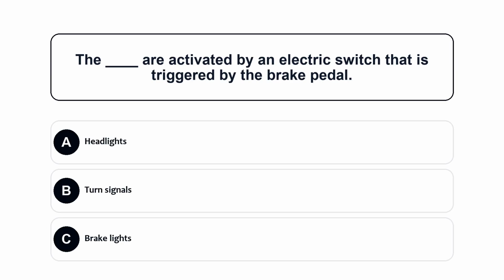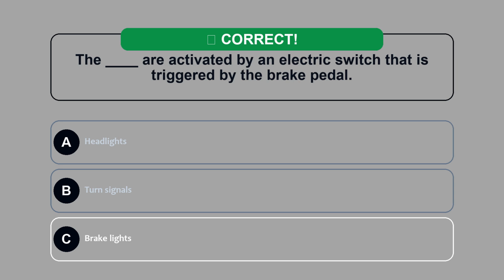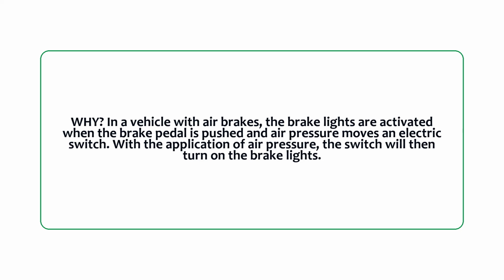Question 2. The blank are activated by an electric switch that is triggered by the brake pedal. Option A. Headlights. Option B. Turn signals. Option C. Brake lights. The correct answer is option C. Brake lights. Explanation. In a vehicle with air brakes, the brake lights are activated when the brake pedal is pushed and air pressure moves an electric switch. With the application of air pressure, the switch will then turn on the brake lights.